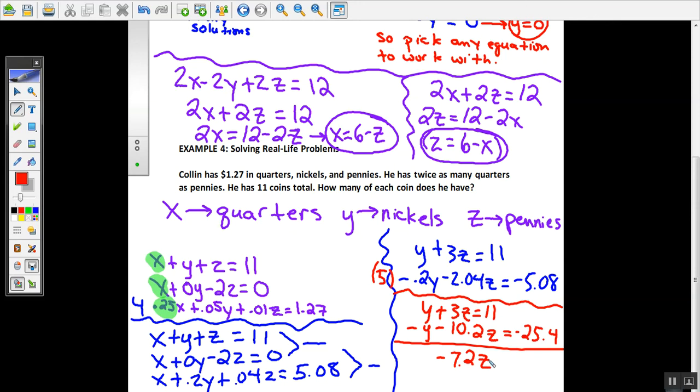There's more negative than positive. Help me out. 11 plus negative 25.4. Ooh. That is negative 14.4. Oh my gosh, what can we solve for, kids? Z, can't we? What's z equal to when you solve that? Z is equal to 2.